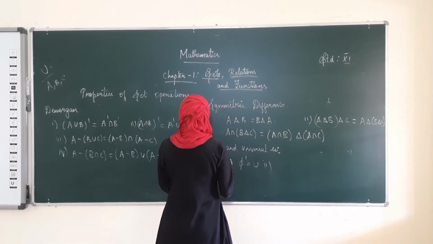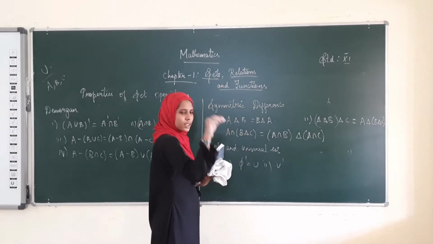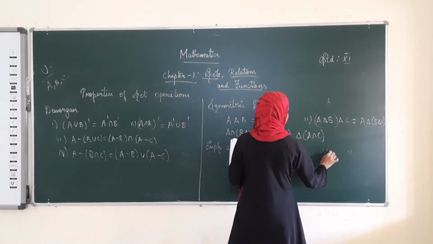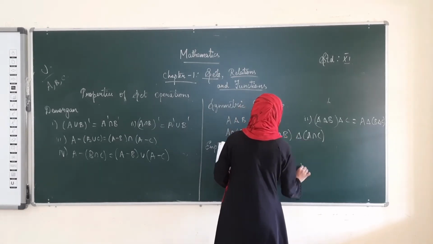What's the second one? Second one is universal dash. Universal set dash, that is U minus U. U minus U will be equal to empty set.